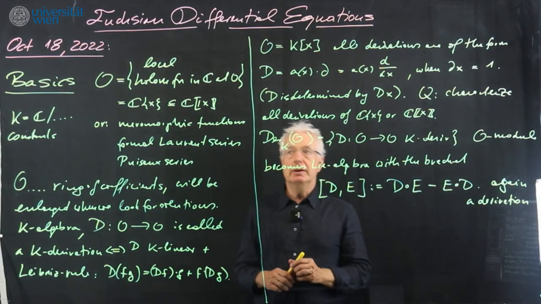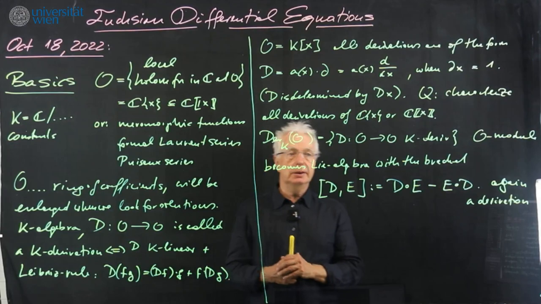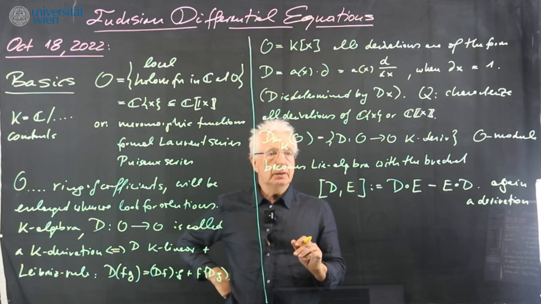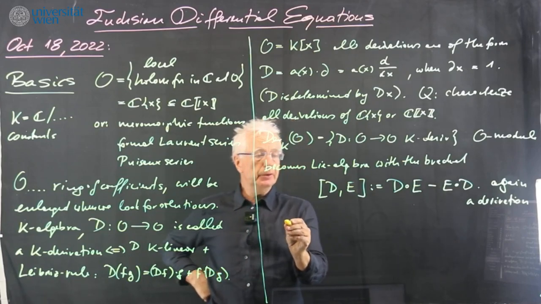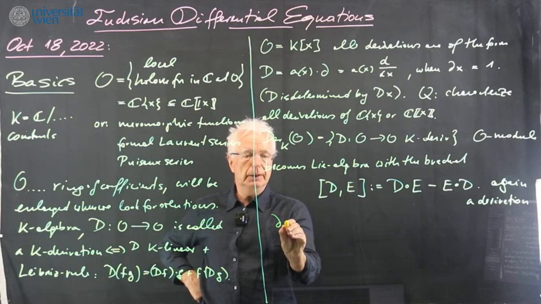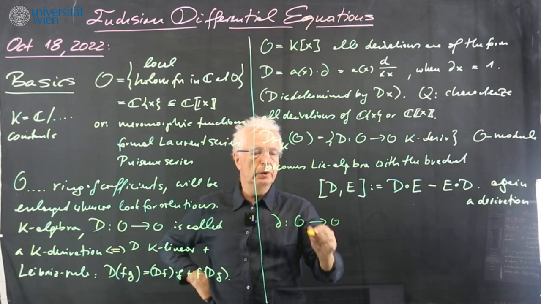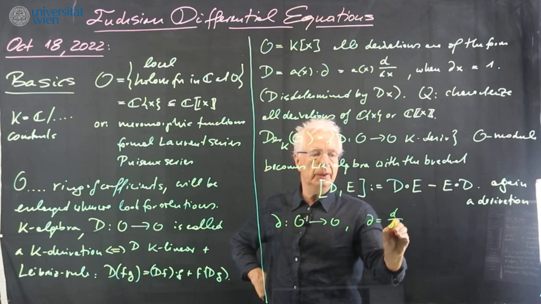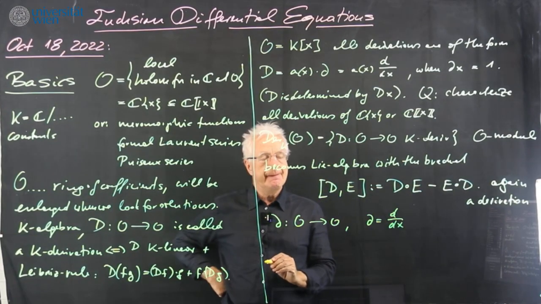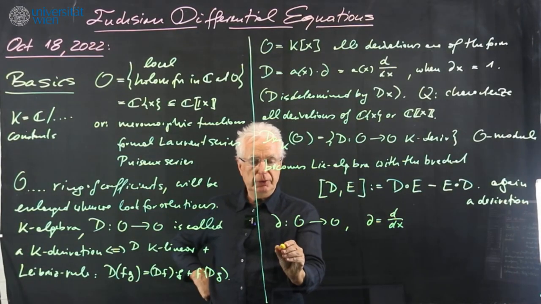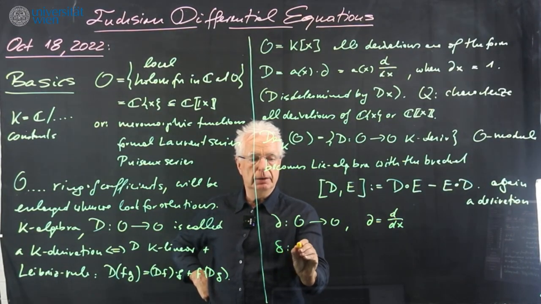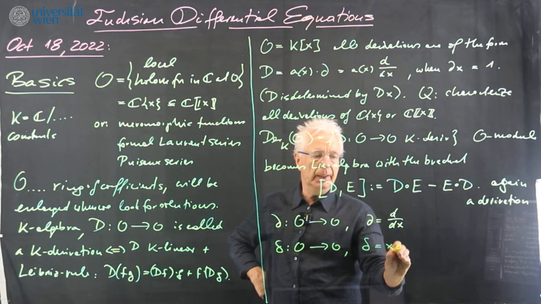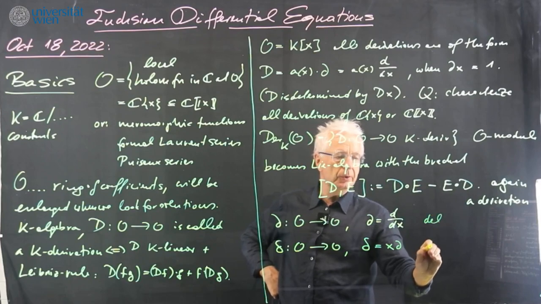But we are interested not just in derivations; we are interested in differential operators. So let me write, just to keep the notation, D from O to O for, as I said before, the usual derivative without multiplying. Okay, and then we will denote, that's a kind of standard notation, delta from O to O. Delta will be x times del. So this we call del, and this we call delta.